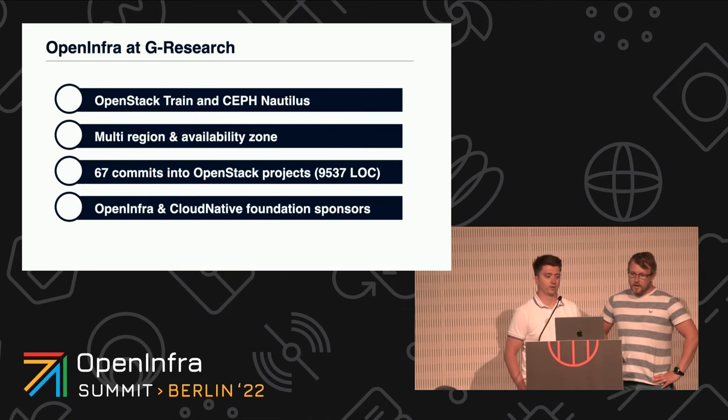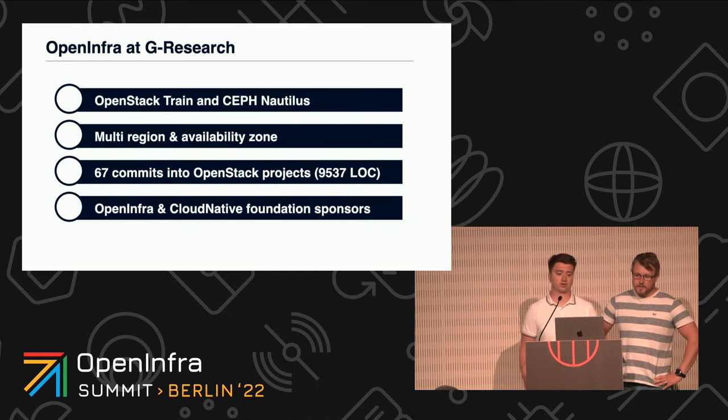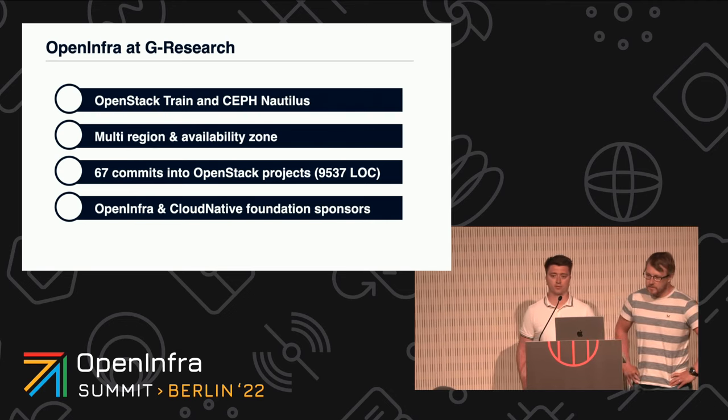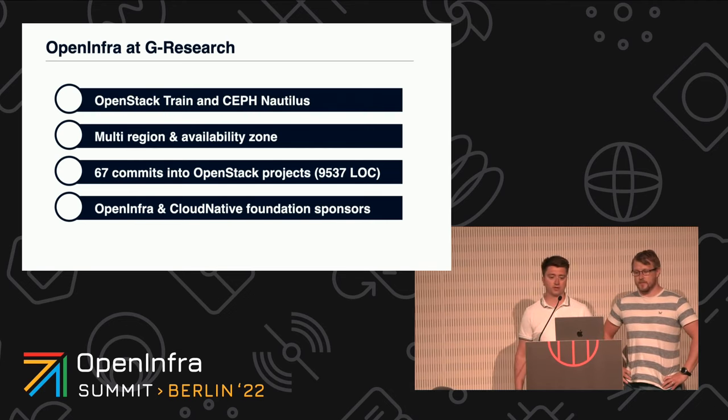So a little bit about open infra at G Research. Historically, GR was a bit of a Windows shop. We're currently going through a kind of digital transformation period over multiple years. And there's a big shift towards using a lot more open source technology. So it's things like OpenStack, Linux, Kubernetes, that kind of thing. And to deploy our OpenStack cloud, we use Kolla, Ansible, and Kayobi.